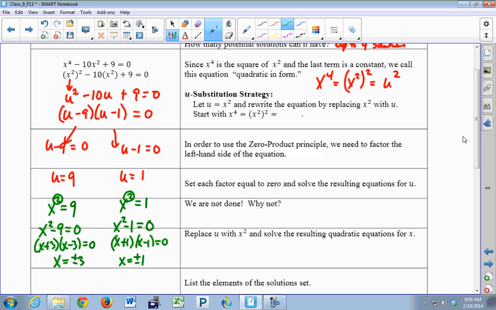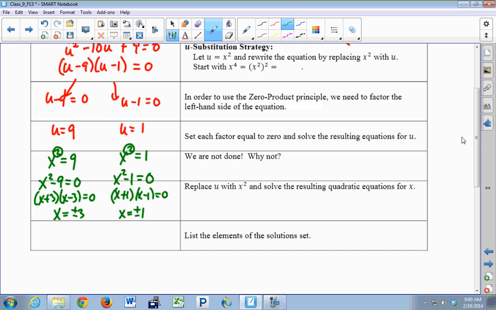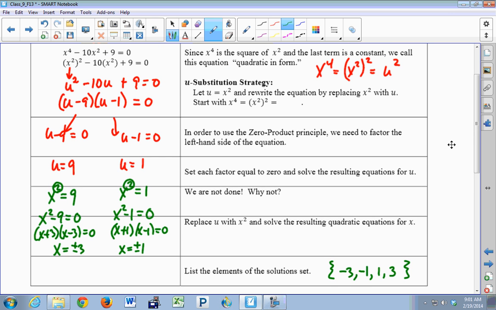So notice you have 4 different answers. Your original equation was 4th degree. And when you list your answers in your solution set on MyMathLab, you always start with your smallest solution and work your way up. So it's sort of like a little thing you do visually to help you recognize how to solve the equation.